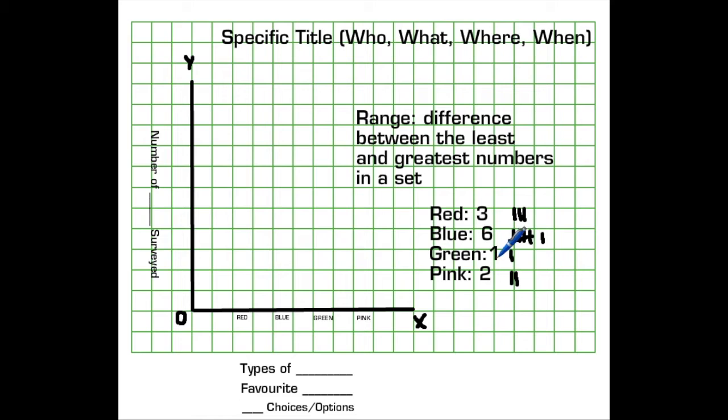The lowest number is 1, with only one student preferring the color green, and the greatest number in the set is 6. I ask students to liken the y-axis to a thermometer. We need to make sure that the thermometer covers the full range of the set. As you can see, I've ensured that there's enough room to cover the full range for my data set, from 1 to 6.